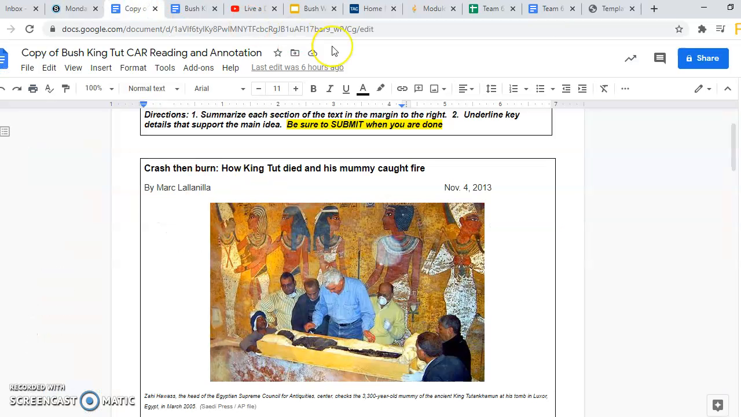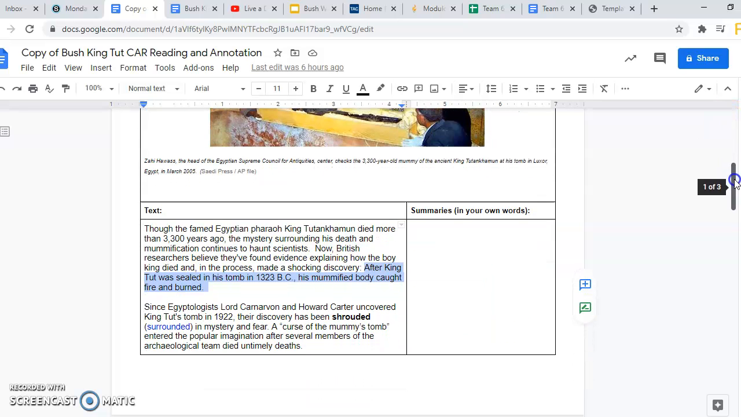So we went back to the reading and annotations activity, Crash Then Burn, how King Tut died and his mummy caught fire. And we reviewed the directions: summarize each section of the text in the margin to the right, and then underline key details that support the main idea. And I really wanted to drive home the point to remind students that they should be submitting this when they're done for 10 process points.